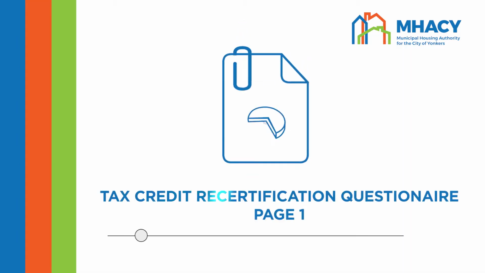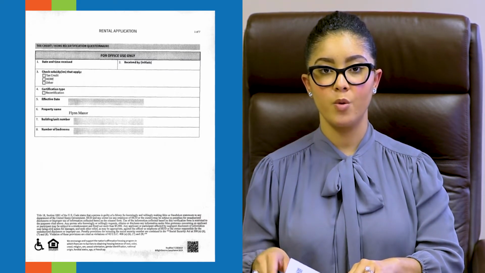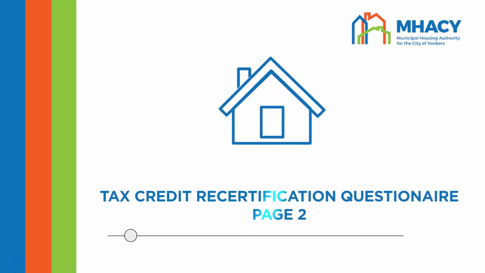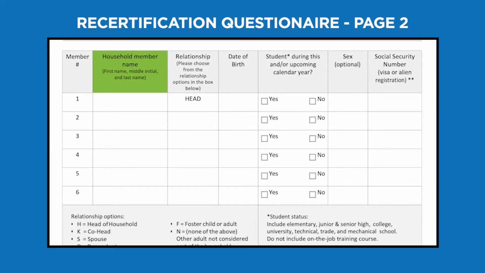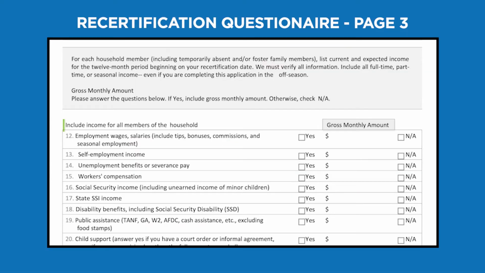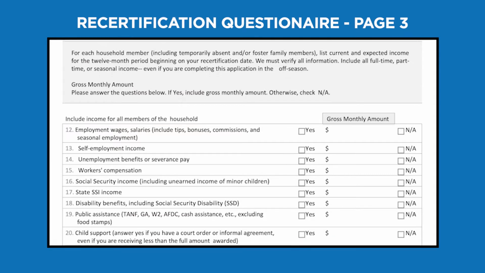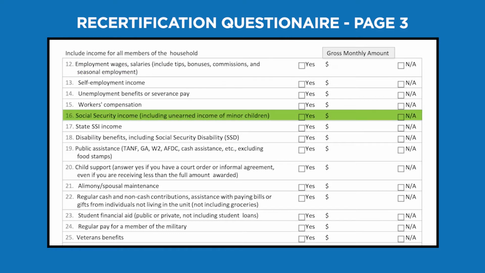Now we have the tax credit recertification questionnaire. Page 1 of the questionnaire is only for the Housing Authority's use. On page 2, please list all household members, their relationship to you, date of birth, and student status. On page 3, you will list all income sources for the household. Some examples of income are employment wages, Social Security benefits, and public assistance.